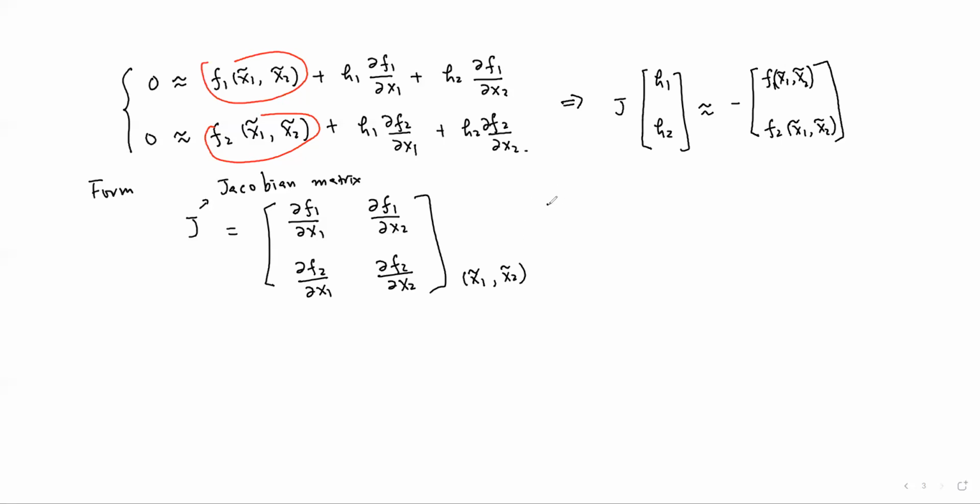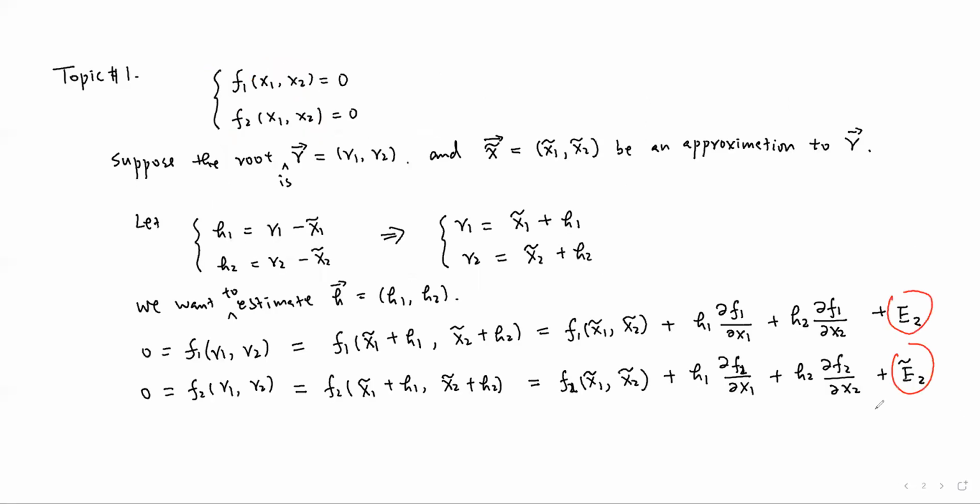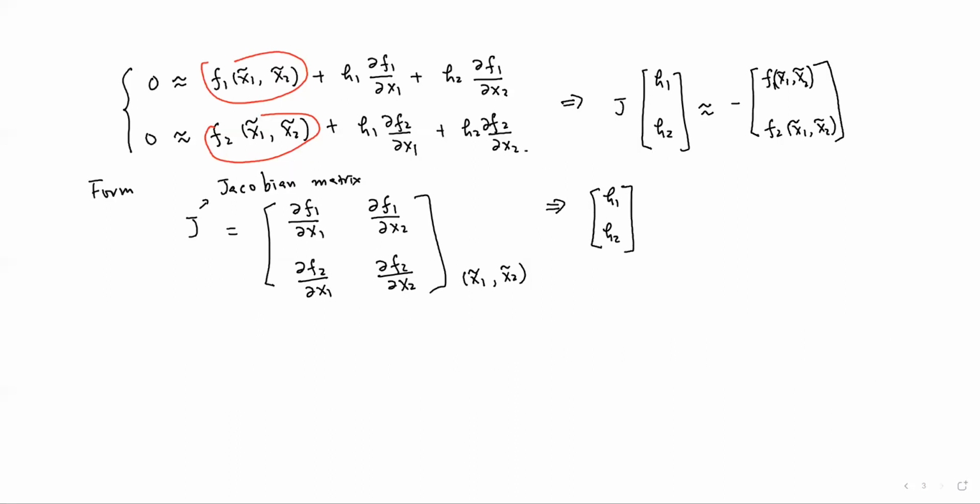Okay, now solve this linear system. Move the Jacobian to the right side. Then h1, h2. What is h1, h2? The exact difference between R1 and x1 tilde, R2 and x2 tilde. Okay. Now roughly h1, h2 is equal to this, f1, x1, x2. Yeah.